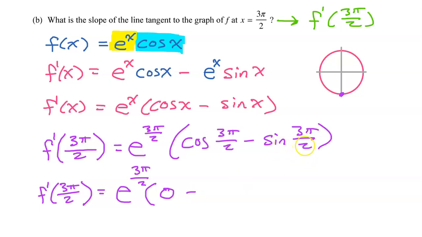What about sine of 3 pi over 2? Sine is the y value, so this is -1. So notice that we have minus -1. Obviously, that will be plus 1. So f prime at 3 pi over 2 is equal to e to the 3 pi over 2 power times 1, which is simply e to the 3 pi over 2 power.